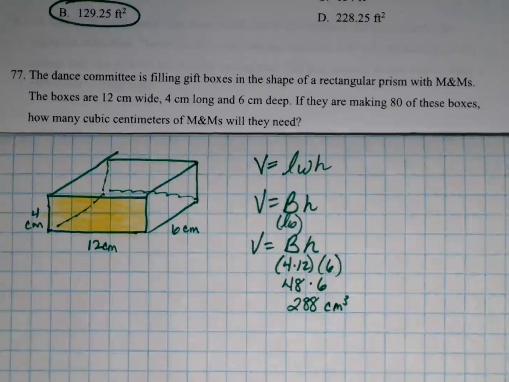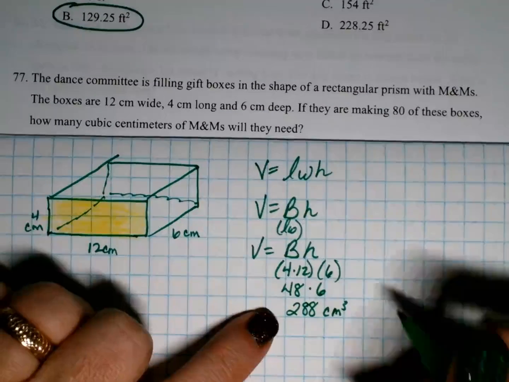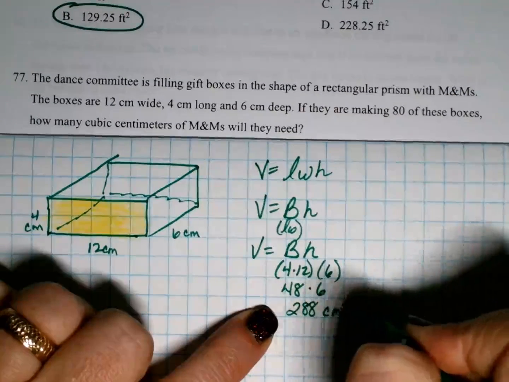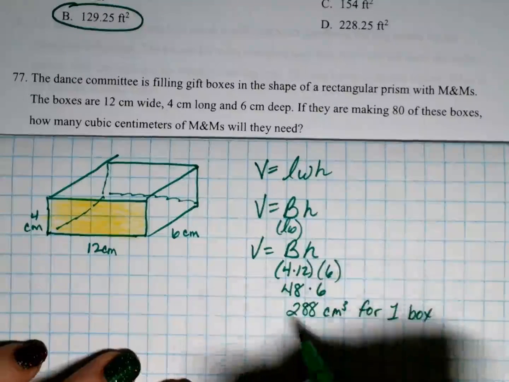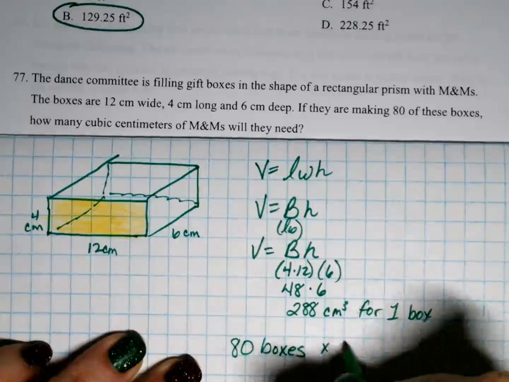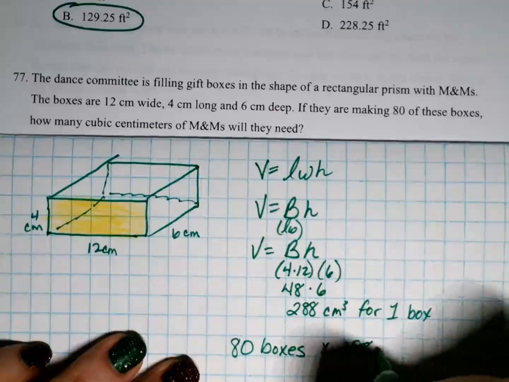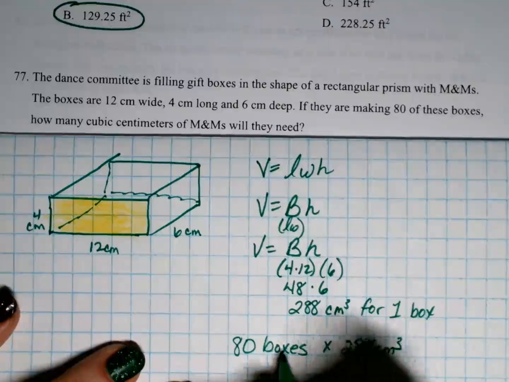No, because it says that they're making 80 of them. How many M&Ms? Right, so it's 288 cubic centimeters for one box. They're making 80 boxes, so they're doing 80 boxes times 288 cubic centimeters. 288 times 80 is 23,040.